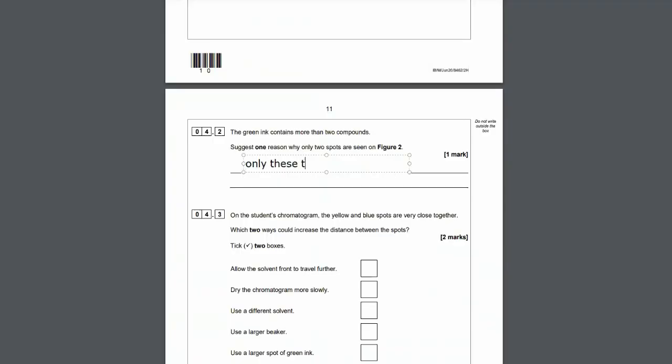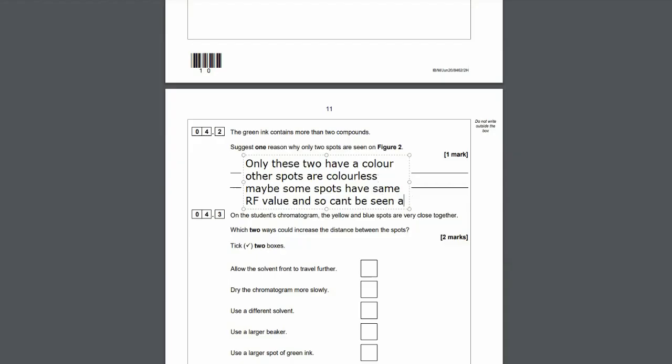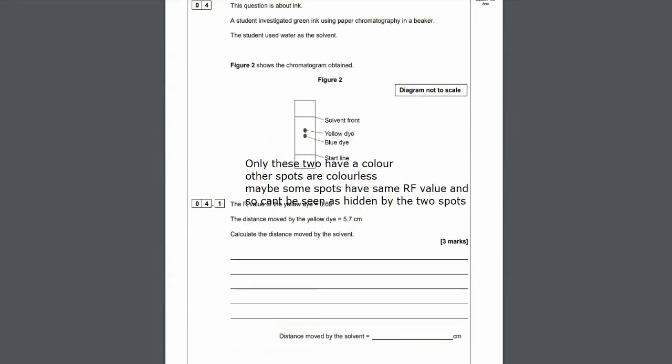Okay, so at first you might think only these two are soluble in the solvent, but that's not really right. If it was insoluble, we'd see a dot on the line. So what it is is that only these two have color. You might actually have some colorless substances in there. Remember, if they were insoluble and had color, we'd see them on the baseline. They'd stay there as a dot in the middle of the baseline where you put the starting material. So there might be some hidden spots and only these two can be seen.